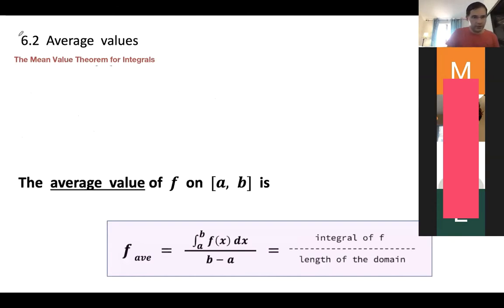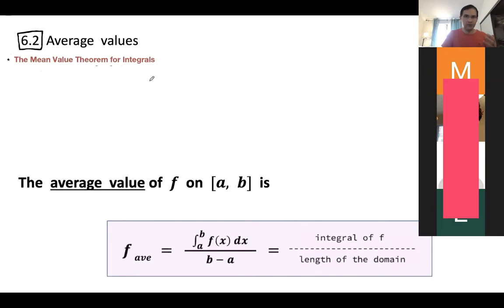Section 6.2 is about the average value of a function. First, what I want to do is define what we mean by the average value of a given function. And then I would like to give you the main result in this section, which is called the mean value theorem for integration. You might recall this is the mean value theorem from Math 2B as well. But this one is not for differentiation, but for integration.